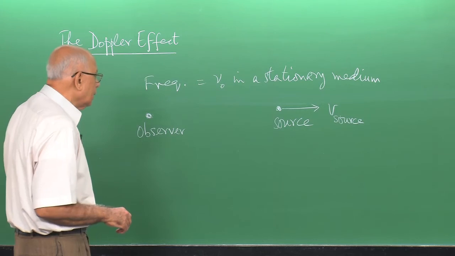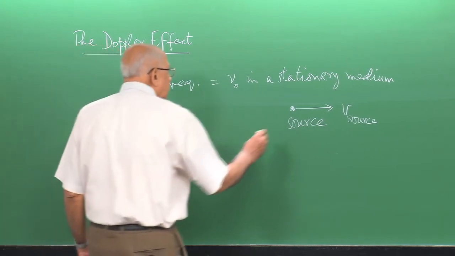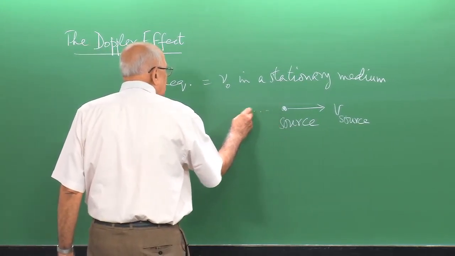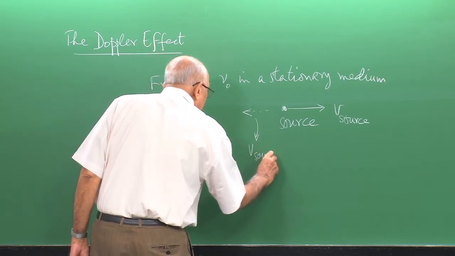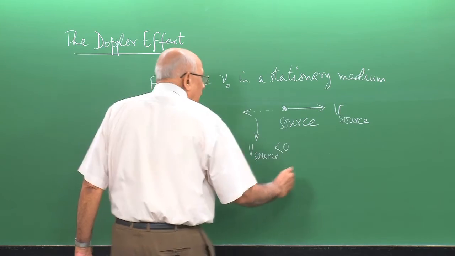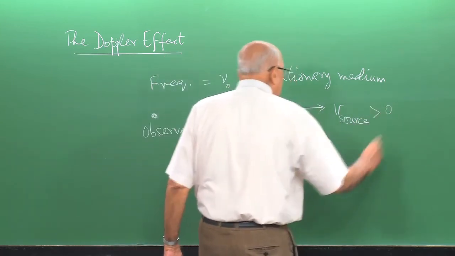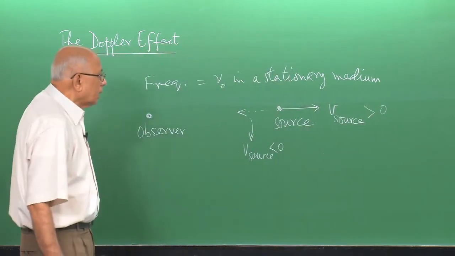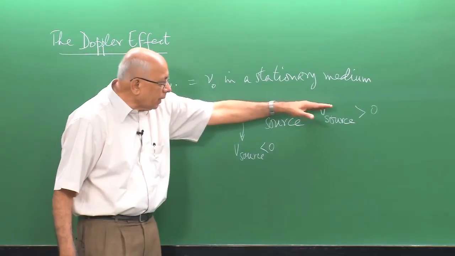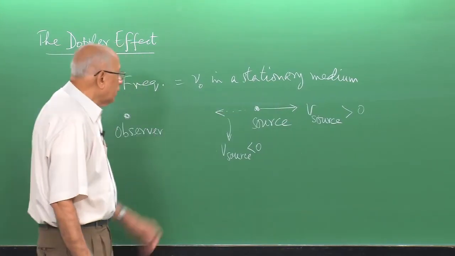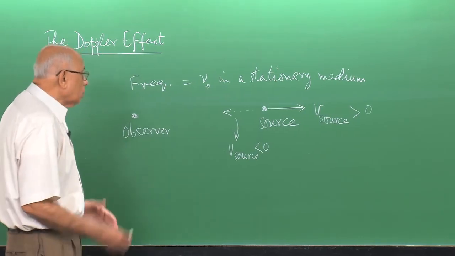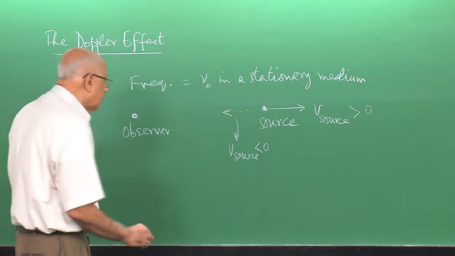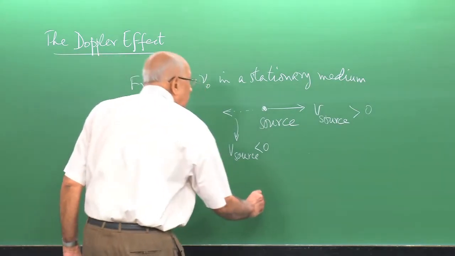That is one question. The other question we could ask is, and of course V source could be in this direction, so this would correspond to V source less than 0, and this would be V source greater than 0. So the convention is that if the source moves away in this direction, V source is positive, and if it moves this way, V source is negative. Well, you could also have a situation in which the source is stationary. So let us write that down.